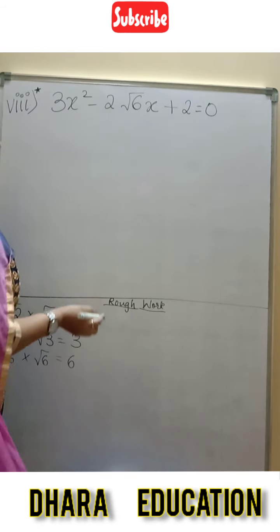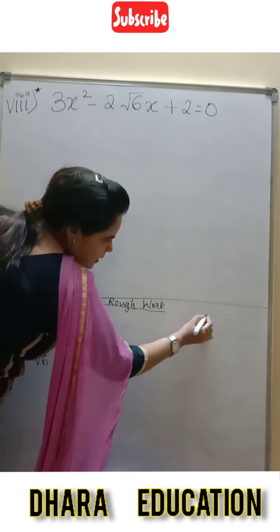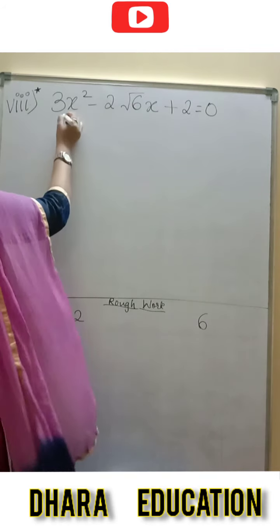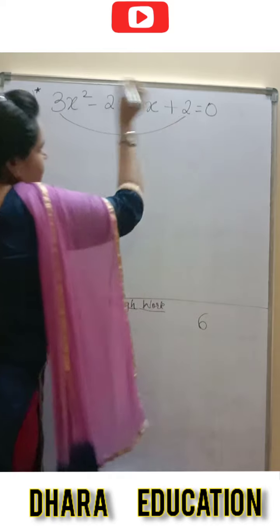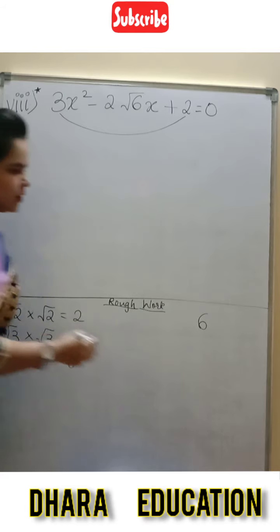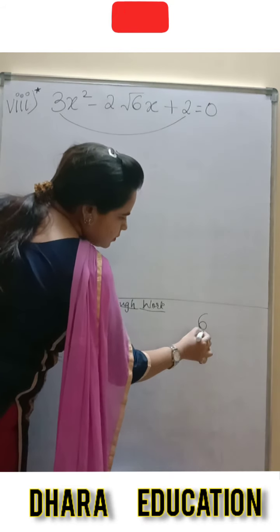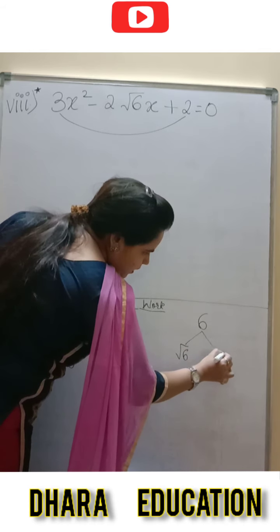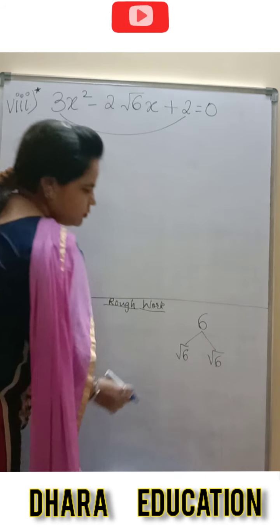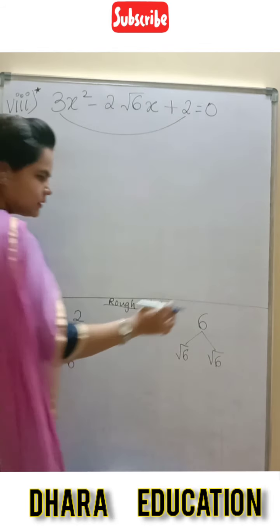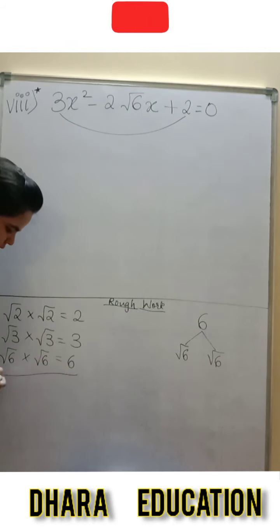So here we need to factorize this 6. How will this 6 come? The first term multiplies with the third term, that is 3x squared multiplied by 2 gives you 6. So the factors we will take for this sum are root 6 and root 6, which will give 6, as I told you here.